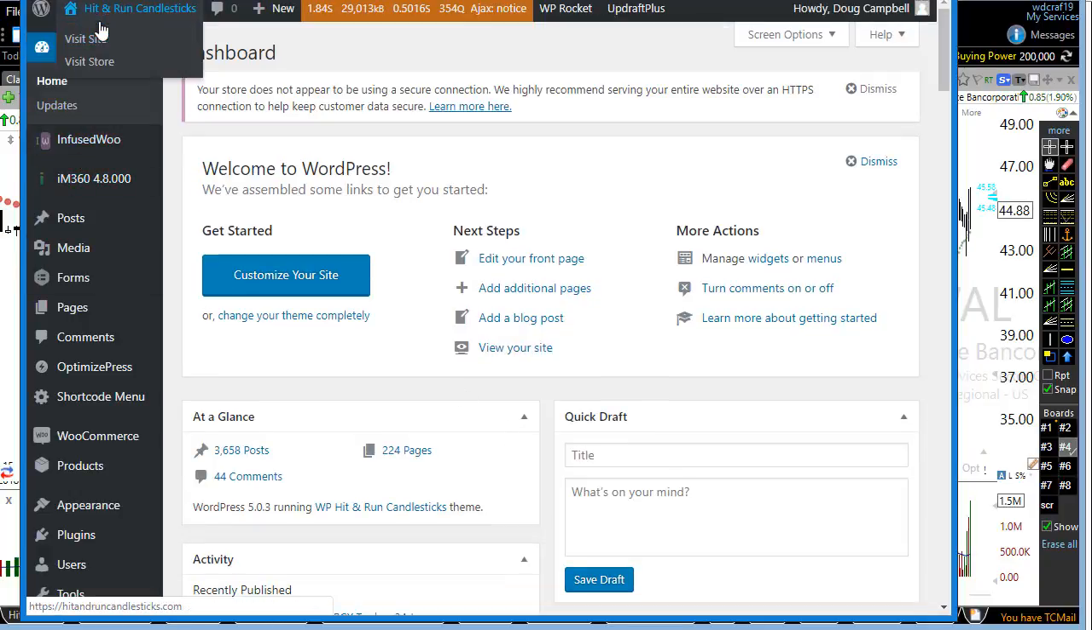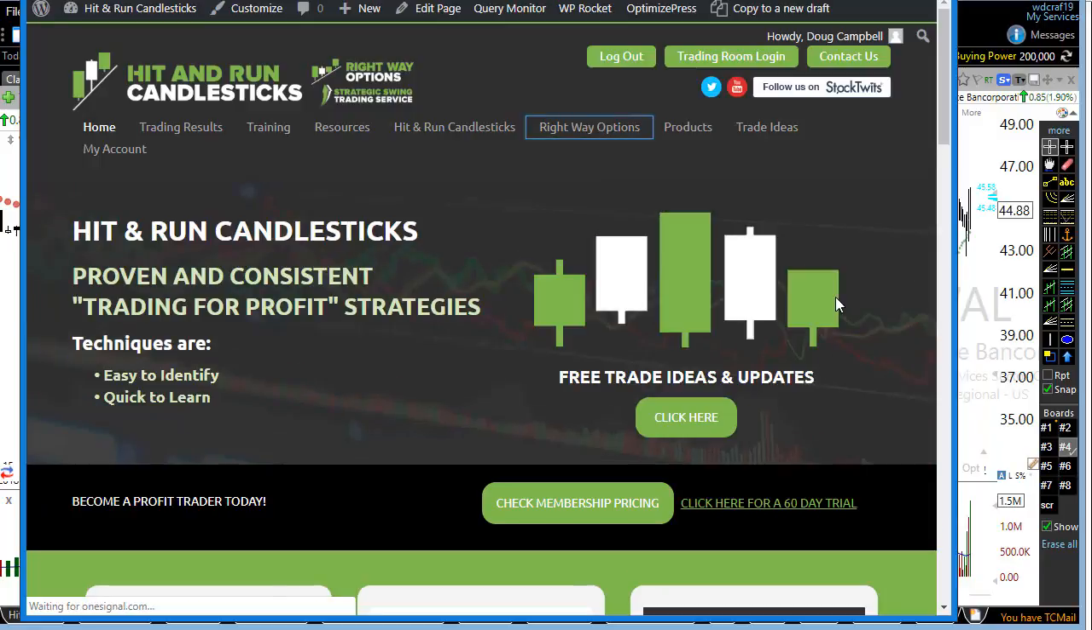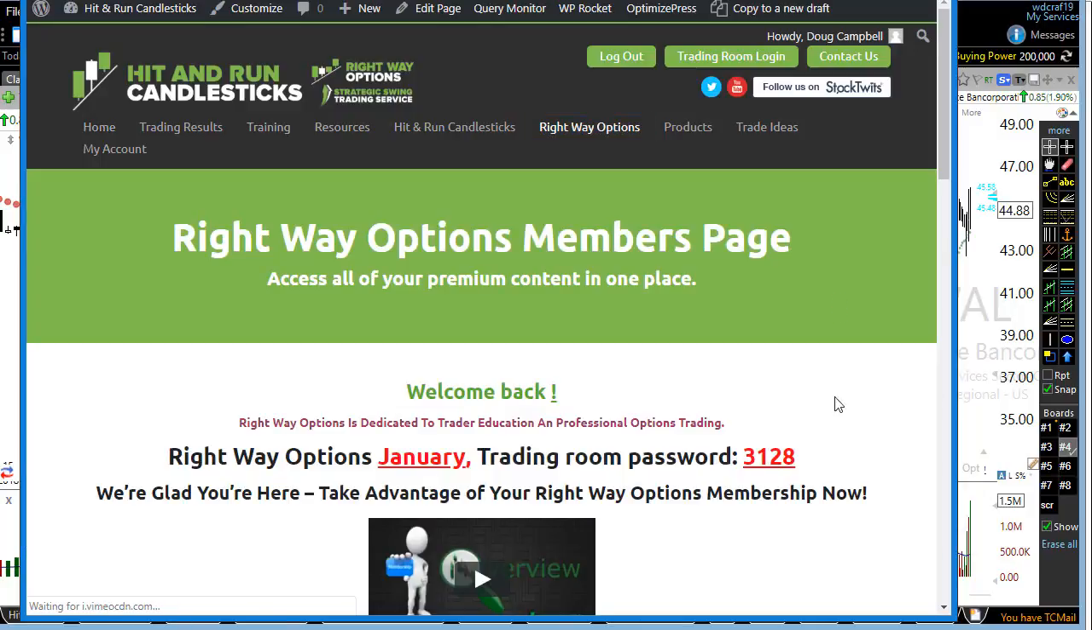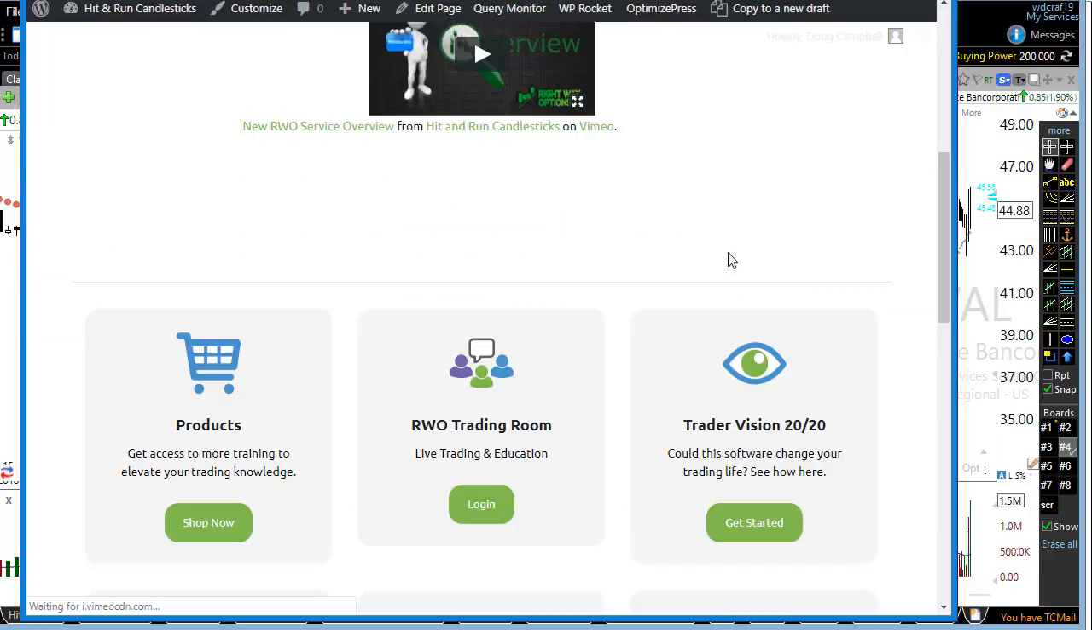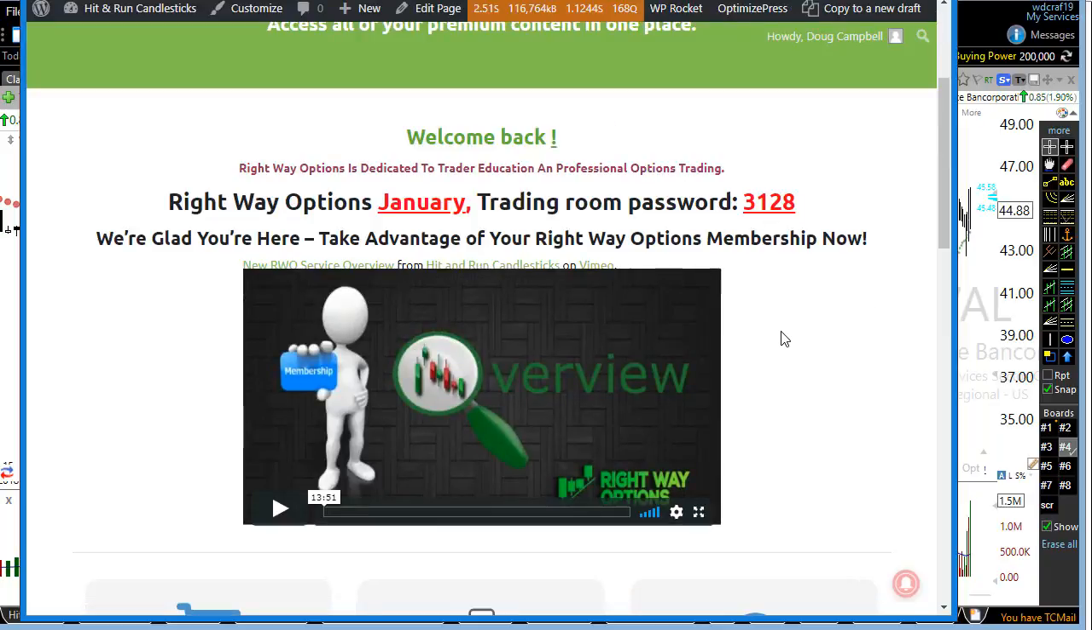This is the backside of the website. You have to be an administrator to get to the backside of the website. Come over here, click the Right Way Options tab. Right here is where you'll always find your monthly access code to the trading room. Remember, your password for the website never changes. The password for the room changes every month. Log into the website, come right here, and you'll always have your password.